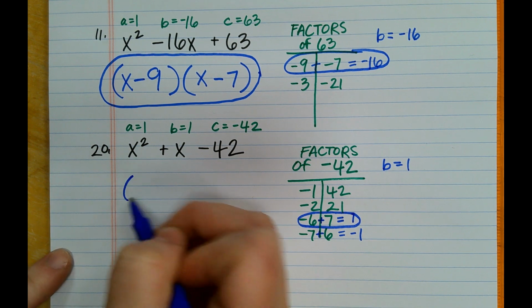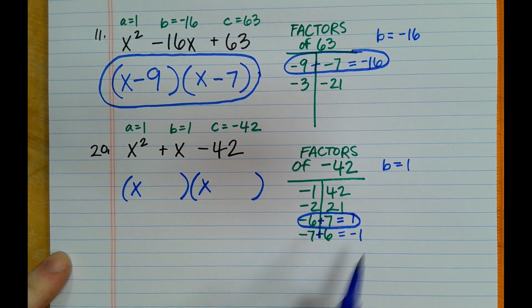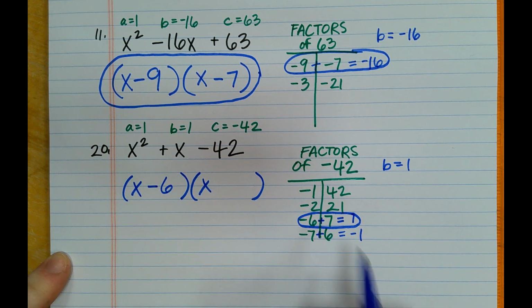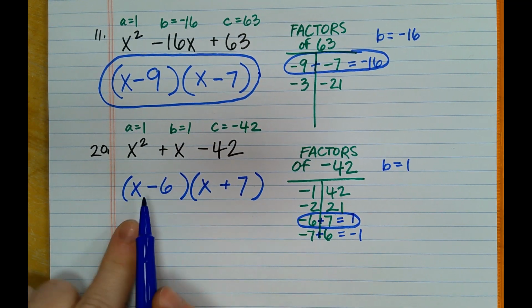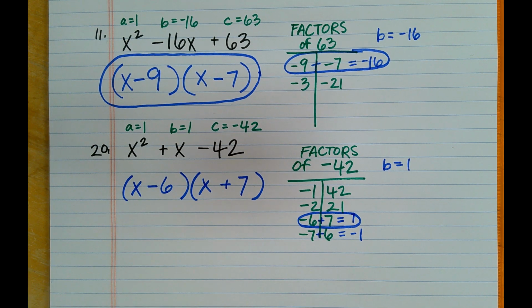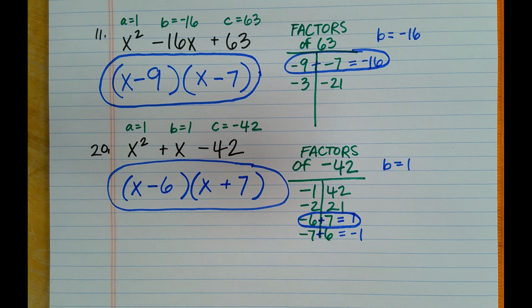So what's our answer here? X minus 6 times x plus 7, or x plus 7 times x minus 6. Good. Okay, guys, any other questions? Are we feeling okay about this?